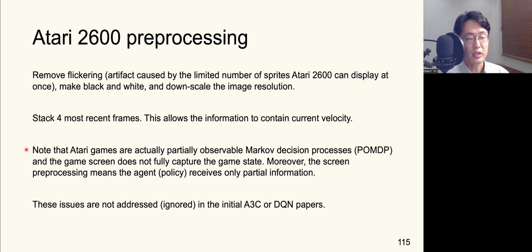I'll also note that these Atari games are actually not MDPs, but partially observable Markov decision processes, POMDPs. The game screen does not fully capture the game state. Also, the fact that we're doing the screen pre-processing means we are removing some information from the screen, so the actual agent, the policy, only receives partial information. These issues turn out to be not that relevant in the context of Atari 2600 games. So these are mostly ignored in the initial A3C and DQN papers, which play the Atari 2600 games.